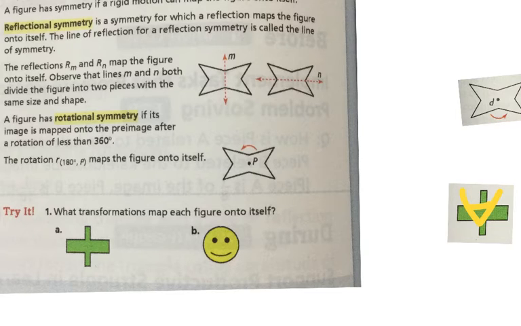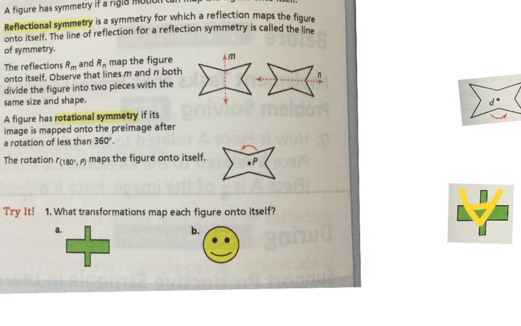Okay, so why can some figures be mapped onto themselves? Well, a figure has symmetry if rigid motion can be used to map the figure back onto itself. So the first one we're going to look at is reflectional symmetry. This is a symmetry for which a reflection maps the figure onto itself. The line of reflection for a reflection symmetry is called a line of symmetry.